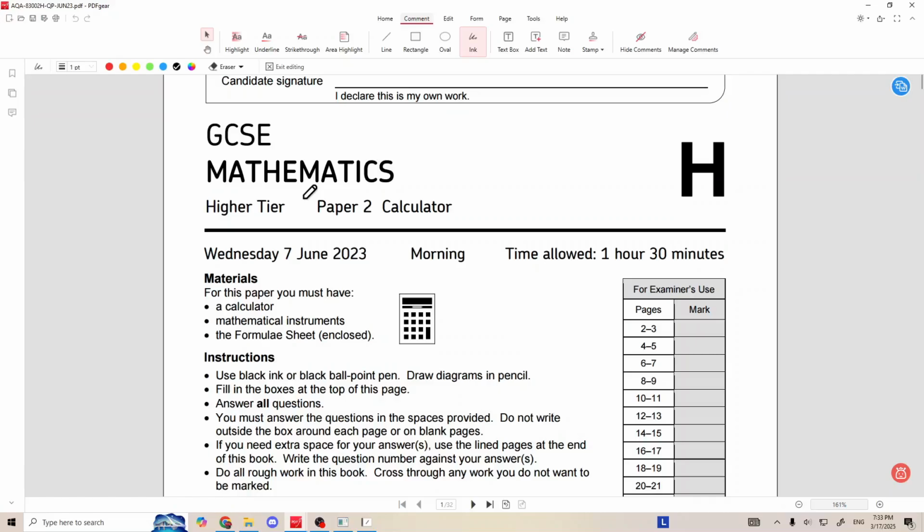With that, let's begin. 1 hour 30 minutes again. What is the time now? Let's just say we have until 9:03, which would be a bit less than 1 hour 30 minutes, but I should be fine. Let's begin.